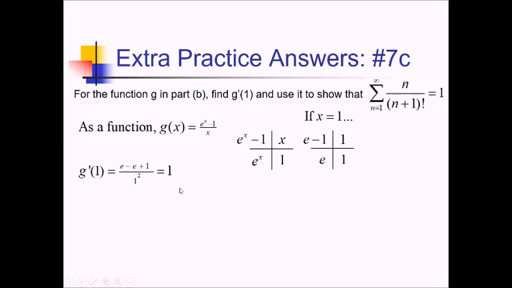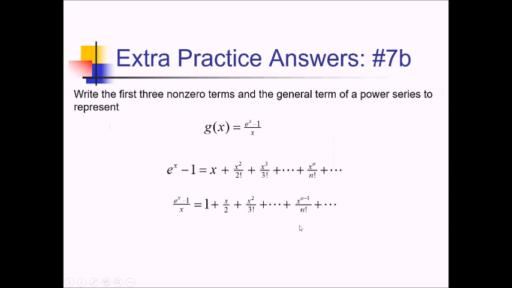Okay, so we're going to take another look now at this series. The crucial part of this is there's also a series version of g. If we look back on the last problem, right here, back on part B, we notice that the general term of the series version of g of x was this x to the n minus 1 over n factorial.